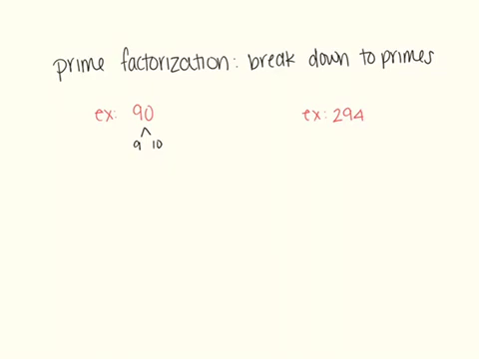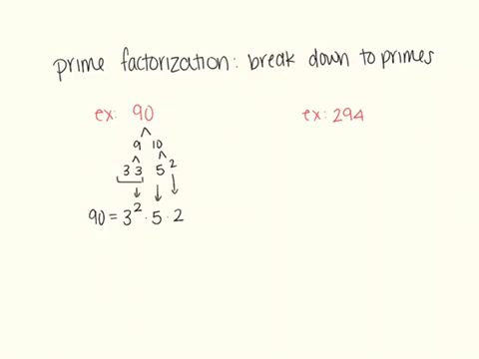Well, 9 isn't prime, so I'm going to break that up again into 3 and 3. Now that's finished, because the only thing that multiplies to 3 is 1 and 3. I'm going to do the same thing with 10, so 5 and 2. And then I want to write it in the prime factorization form. So I would say 90 equals 3 times 3, I can write as 3 squared, times 5 times 2. So I just carried everything down.